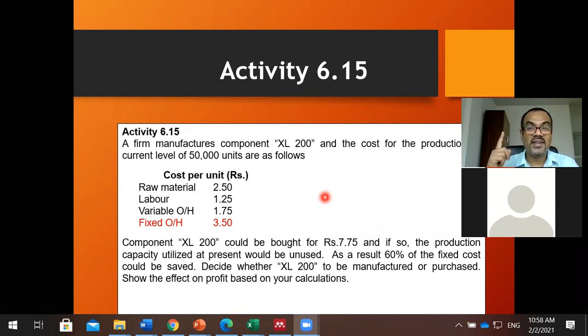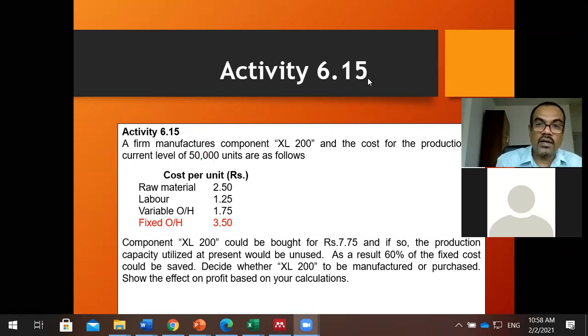For how many units? Your current level is 50,000. It has nothing to do with the 60%, so don't get it confused. Your current level of production is 50,000, so you have to buy 50,000 units. So 50,000 into 225 means 112,500. So you incur more than what you save. You are going to incrementally incur 112,500, and you are going to save only 105,000.